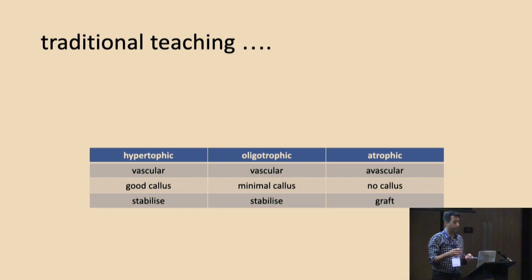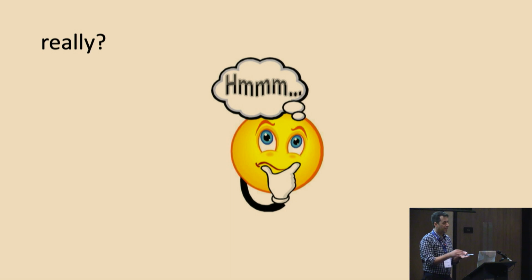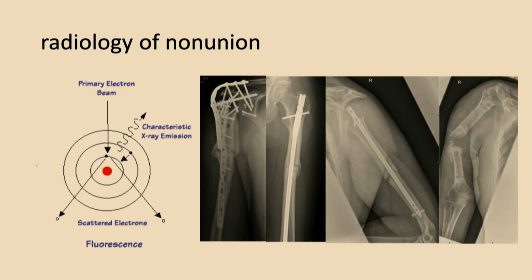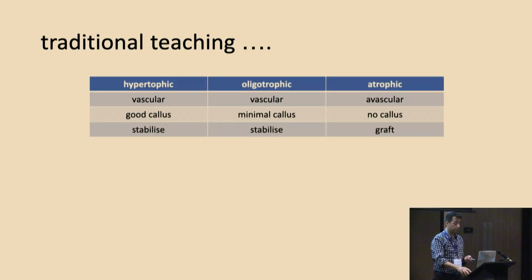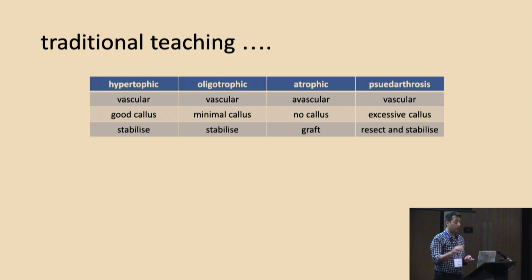So just to wrap up, if we go back to that traditional teaching of these three types of non-union, and the very different approaches to thinking about them in terms of treating them, depending on what you see on an X-ray, I'm not sure that fits, because there's an extra non-union that is missing. And if we understand the radiology of non-unions, and we go back to understanding how X-rays work, an X-ray is simply a photon that is impeded by the presence of a heavy atom, usually a metal ion, i.e. the calcium in bone.